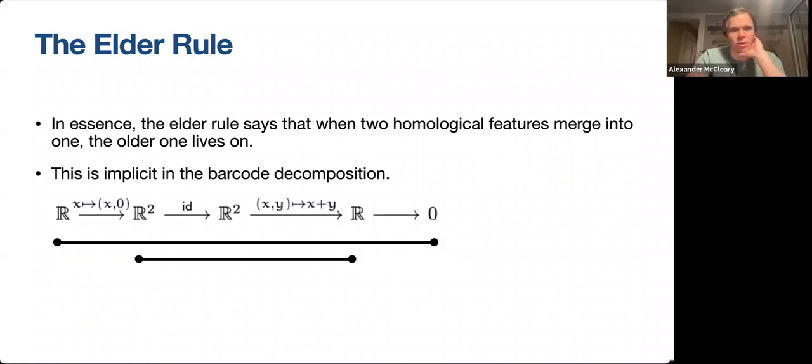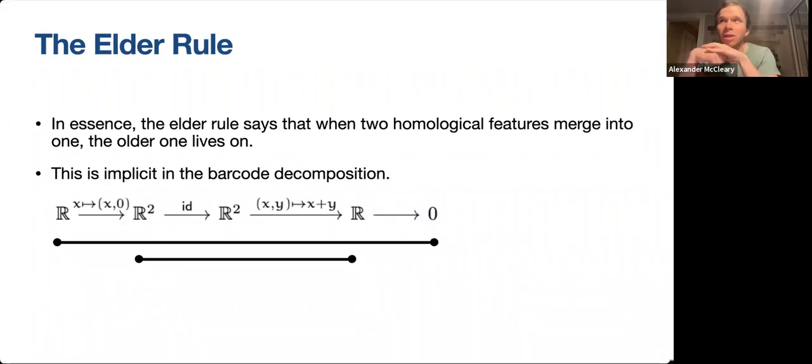So let's look at an example here. In this example, we have the reals, and this is including into R2, a 2-dimensional space. And then this 2-dimensional space is becoming a 1-dimensional space. But the way that that's happening is that these two features are merging together.